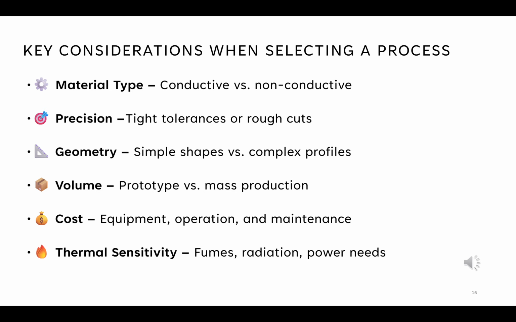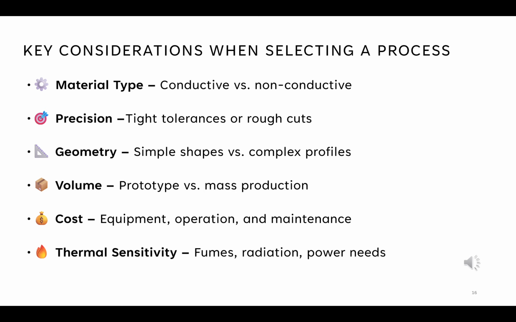When choosing which thermal machining process to use, there are several key factors to keep in mind. First is material type. EDM and EBM only work with conductive materials, while LBM and PAM can handle more variety. Then there's precision. For very tight tolerances, EDM or LBM is a better choice. Part geometry also matters. EDM is great for complex internal features, while PAM is better for cutting profiles. You'll also need to consider the size and thickness of the part. Some processes like LBM struggle with thicker materials.